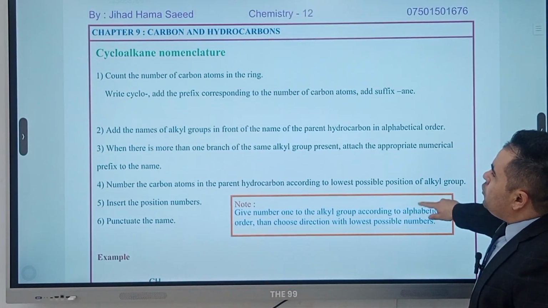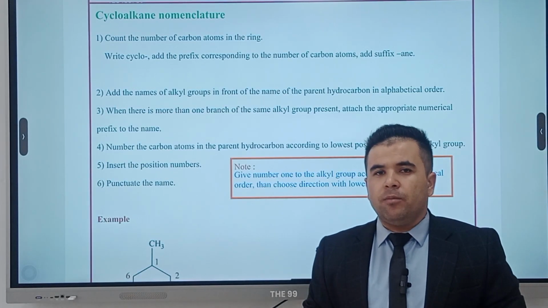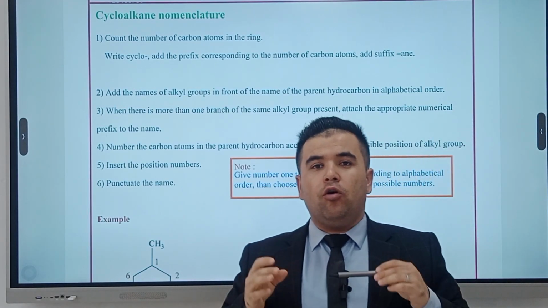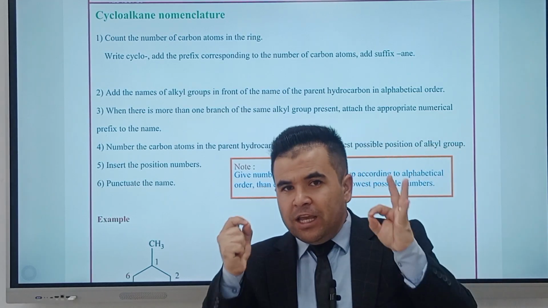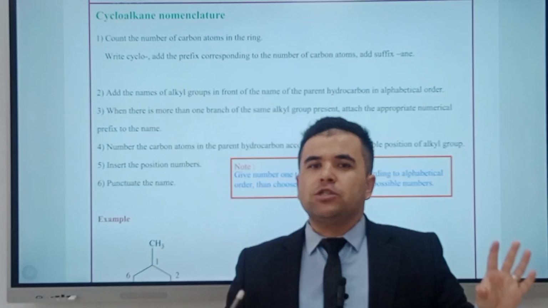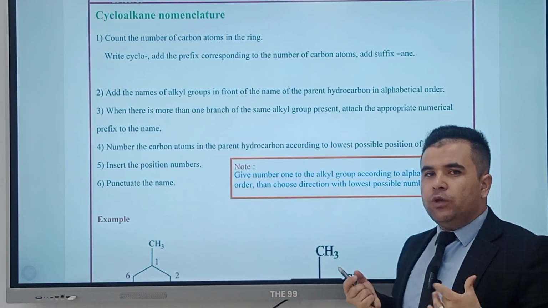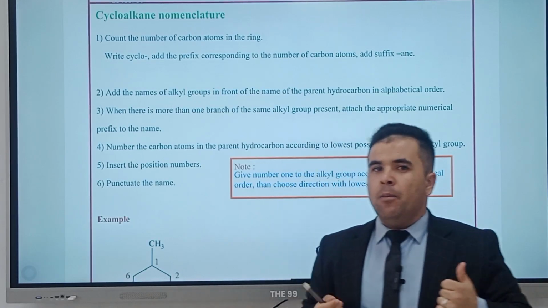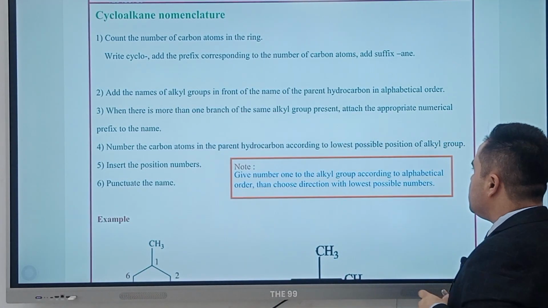Let us talk about the naming. We talked about the naming of the alkane. Let us talk about the nomenclature of the cycloalkane. The cycloalkane has the same systematic naming of the alkane, but with the prefix cyclo added to the parent. Instead of writing butane, we have to write cyclobutane, pentane, cyclopentane, hexane, cyclohexane, and so on.